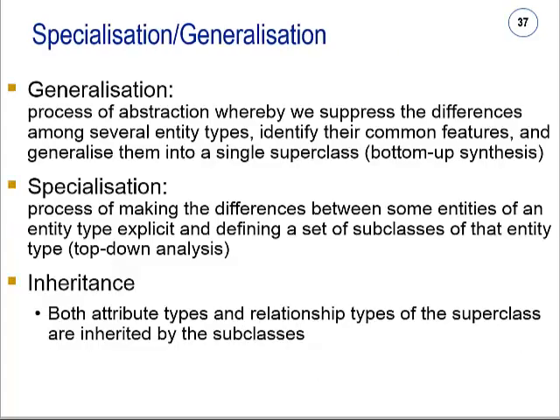So what is now the difference between specialization and generalization? Well, both refer to the same thing, except that generalization looks at the process of abstraction, whereby we suppress the differences among several entity types, identify their common features or attribute types, and generalize them into a single superclass. This is what we refer to as bottom-up synthesis.